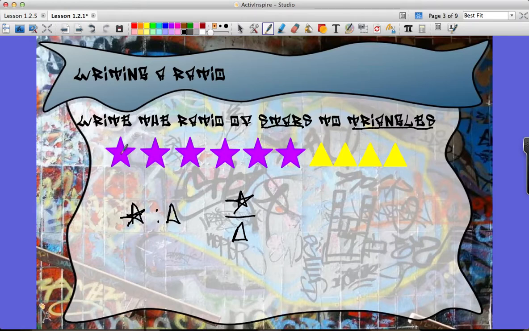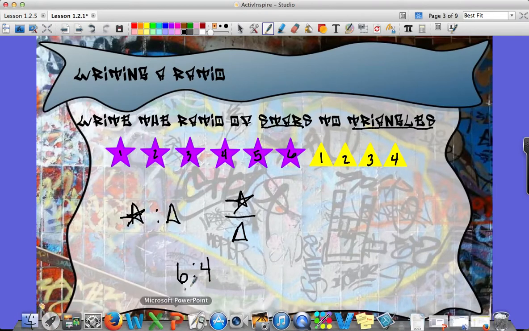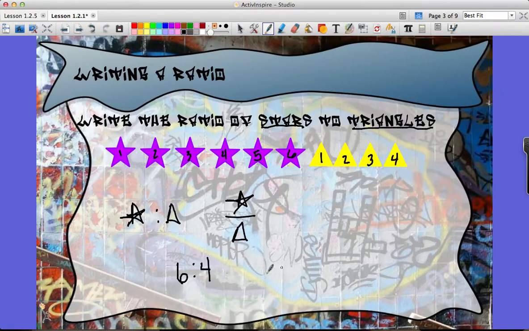So in this case, we're just going to count 1, 2, 3, 4, 5, 6 stars. And 1, 2, 3, 4 triangles. And again, this is writing it using the colon. You can write it using words, so we can say 6 to 4. And we can do it in fraction form, putting the 6 on top and the 4 on bottom. Now the biggest mistake students make is they take this and think it's an improper fraction and they like to change it to a mixed number. Remember, this is not a fraction, this is a ratio, and you do not change it to a mixed number.